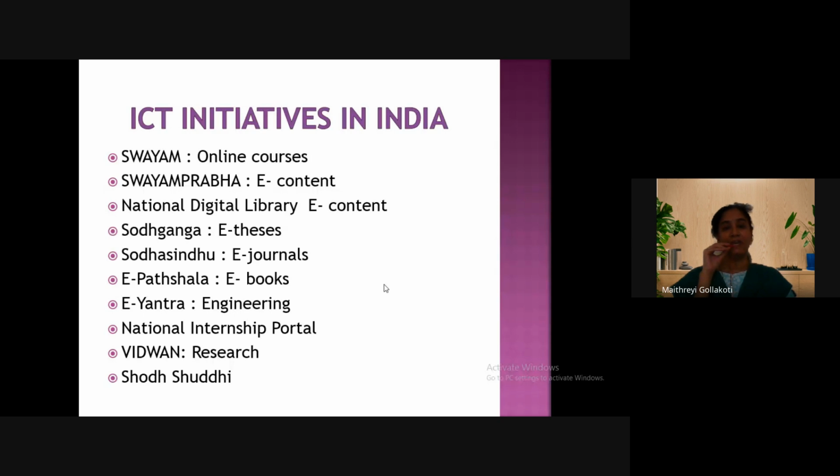Shodh Suddhi, the last website, is used for plagiarism check. You can check your own documents there and it will tell you the plagiarism content and percentage. Depending on that, you can submit your articles. So these are very good websites. If you are interested in pursuing online courses or research facilities, these websites are very useful. Next, please.